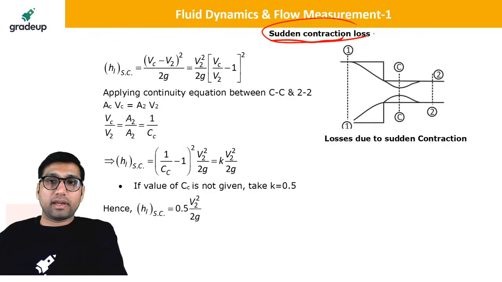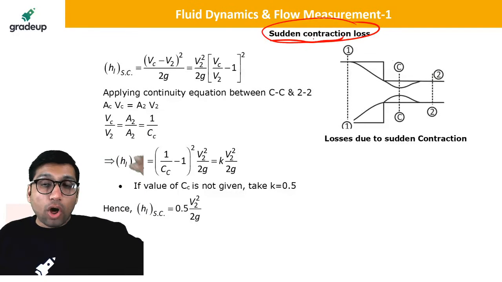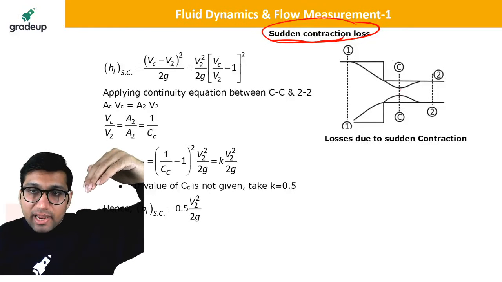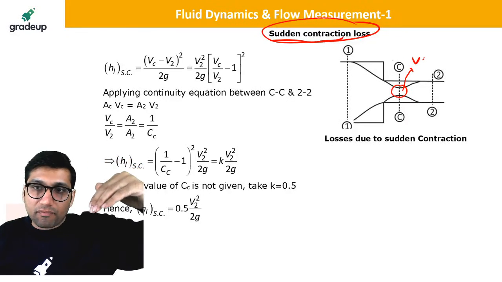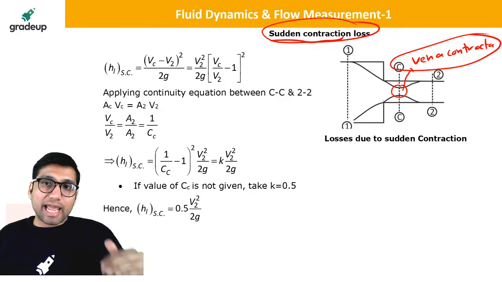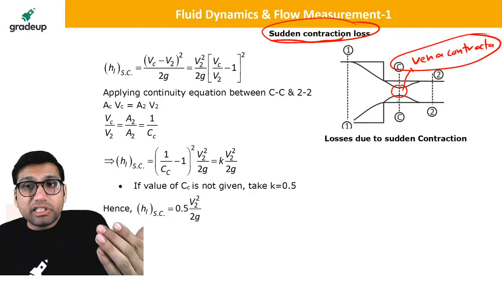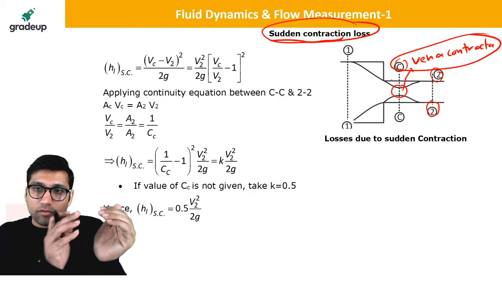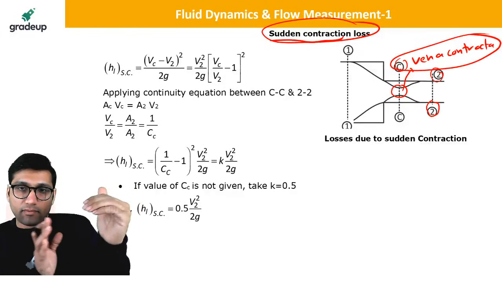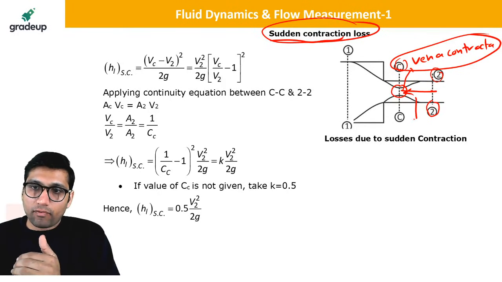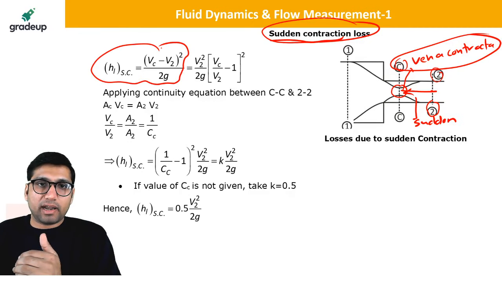Sudden contraction loss is actually equal to the loss due to sudden expansion, because when sudden contraction takes place, we get a minimum area, which is the vena contracta area. So when we have to find a sudden contraction loss, we have to find a sudden expansion loss between the vena contracta and the actual output from the pipe, when the flow actually comes out from the pipe. So between these two sections, we have to apply the formula of sudden expansion.